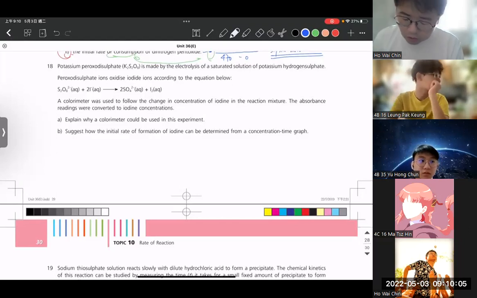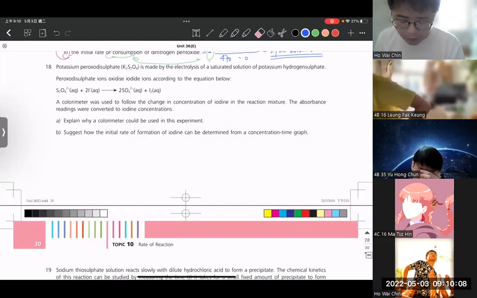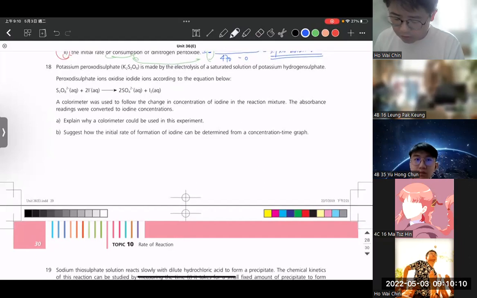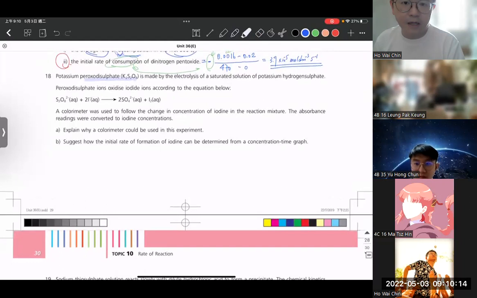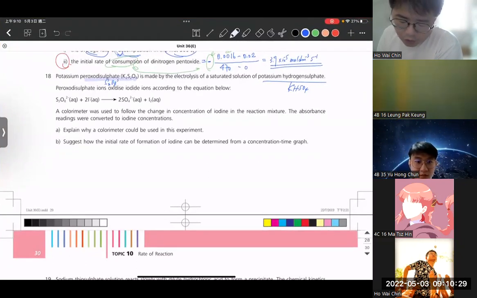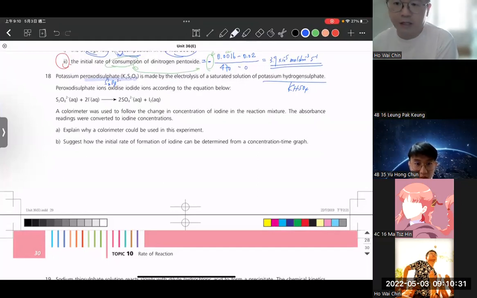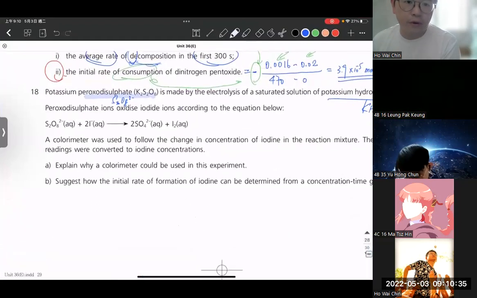Even though you don't know this chemical, we call it peroxydisulfate. Peroxydisulfate is made by electrolysis of a saturated solution of potassium hydrogen sulfate. So hydrogen sulfate is KHSO4. While for peroxydisulfate, we have the formula S2O8 2 minus. All of you, please mark it down.